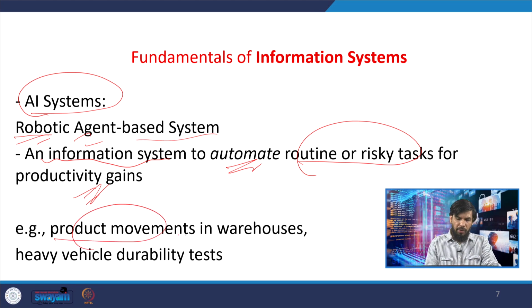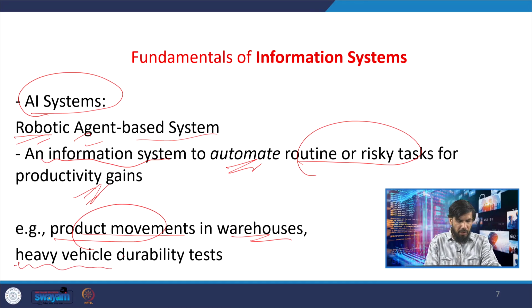Product movements in warehouses. Many of the big e-commerce firms are managing their warehouses, and there are so many orders floating around, and you need to quickly find that particular item and pack it, and all that needs a lot of product movement within the warehouses, right. So it's a routine task, but if so many orders are coming, to be able to meet that demand, pack on time and deliver on time, robotic agents could be used here. So product movements in warehouses by robotic agents would be an example of a robotic agent based system, which is an information system.